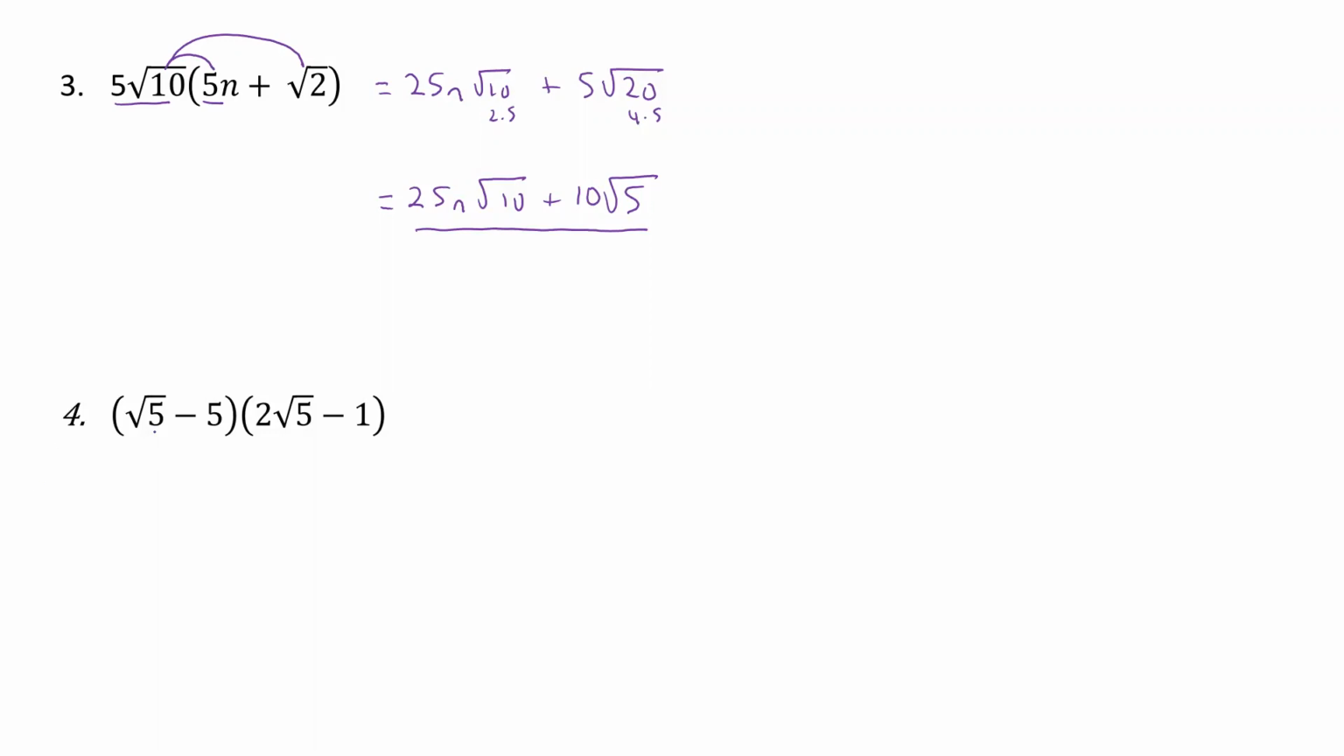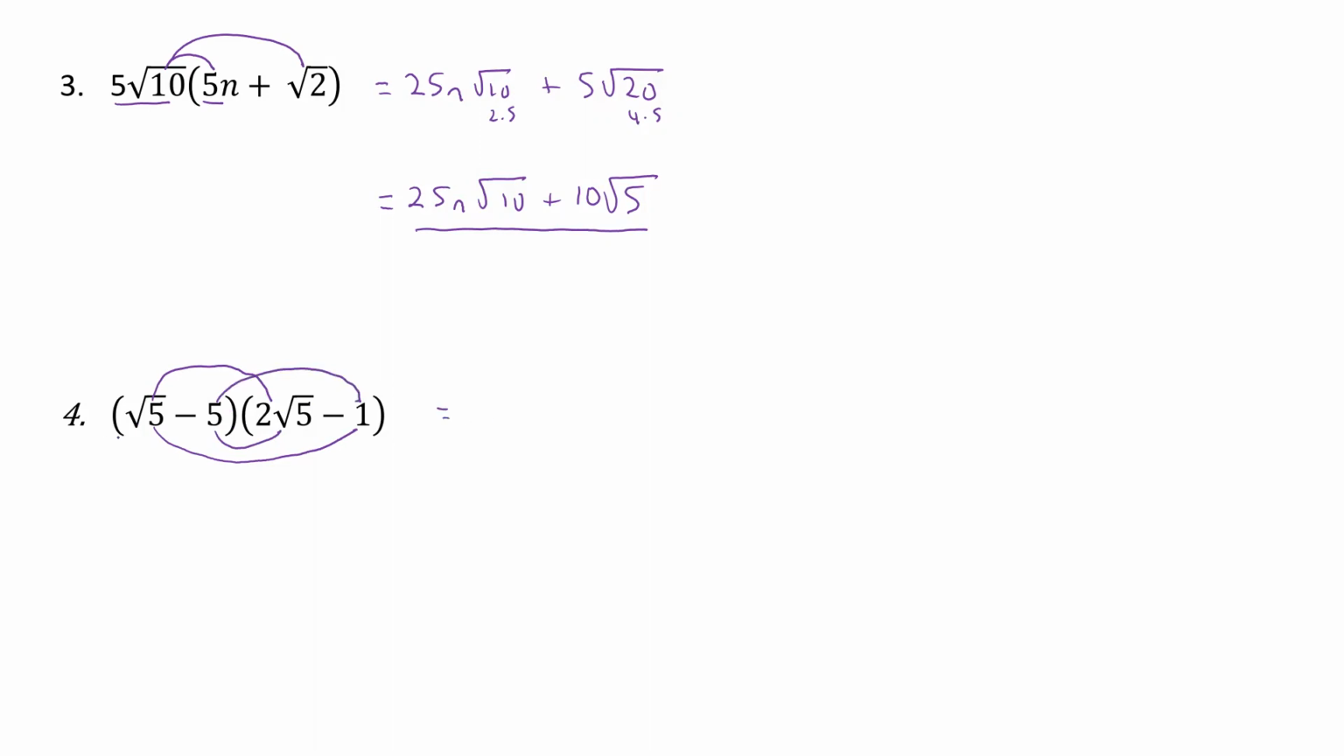All right, well, what do we know about this one? We have a binomial times a binomial. So what we're going to have to do is take first times first, and then we do outer for FOIL, so then we'll take outer times outer, then we'll take inner times inner, and then we'll take last times last, okay?